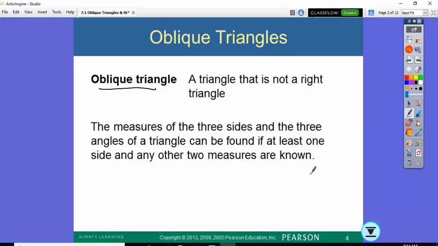Then we can use what's called the law of sines. So if you're taking notes, you could write down oblique triangle. You just need to know it's not a right triangle. And then on the next slide, I'm going to give you a formula, which you will want to write down.